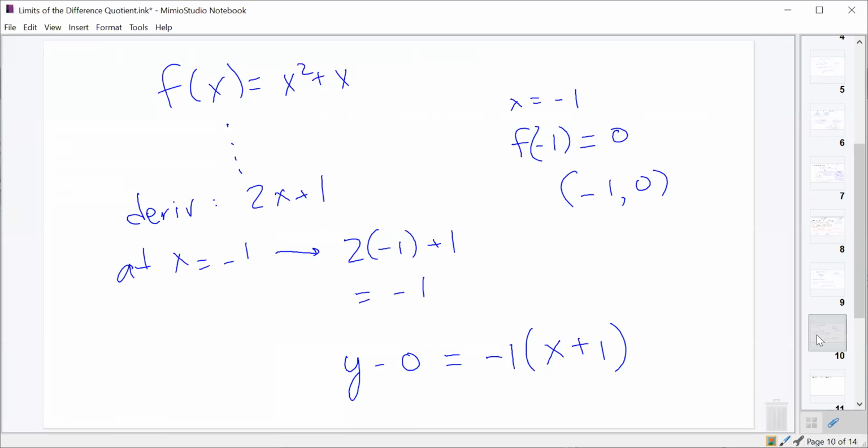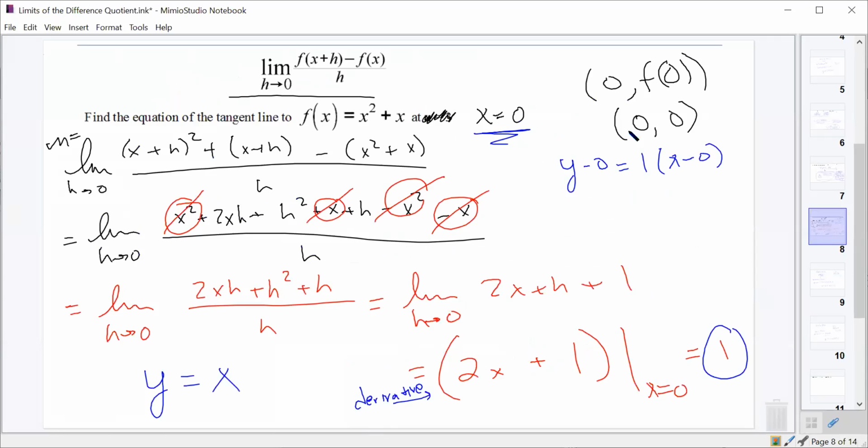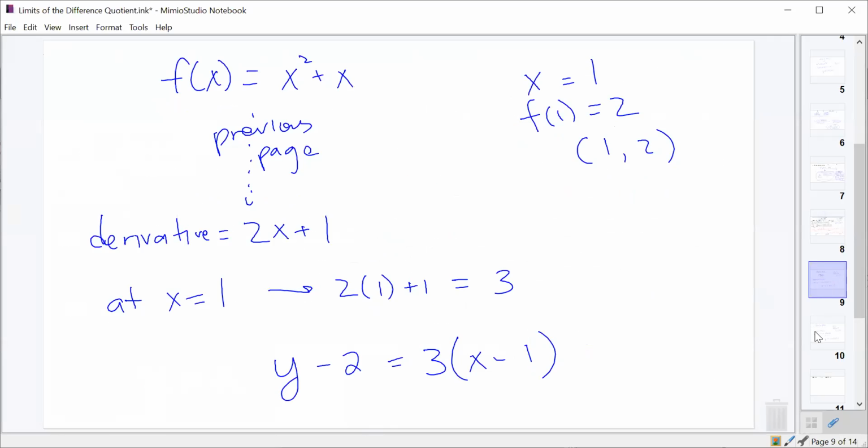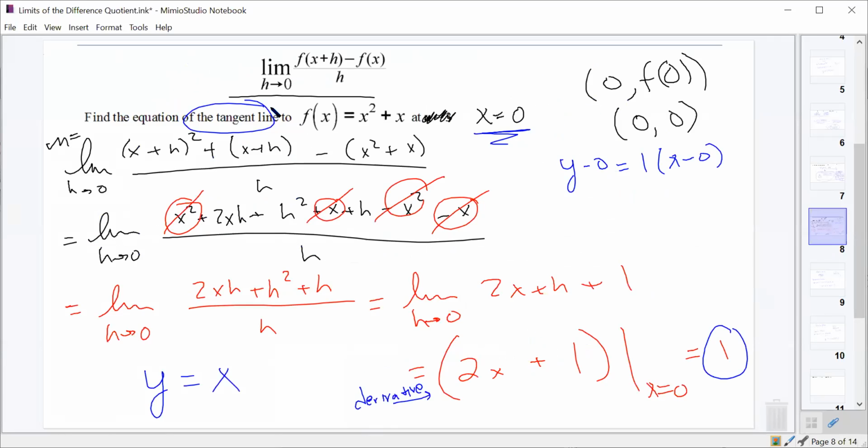Everybody find that good? Once you find the derivative, the work is kind of easy. Sorry, say that again? Like once you find the derivative, all you have to do is plug in, the work is kind of easy from that point. Yep, just finding the point and doing point slope form. This one was asking us to find the equations of the tangent lines. I'm going to ask you to do other things also. But yeah, the work is that simple, finding the derivative and then plugging it in.